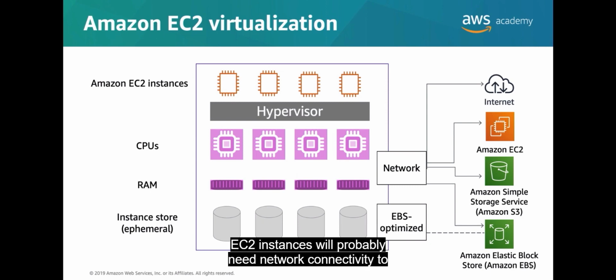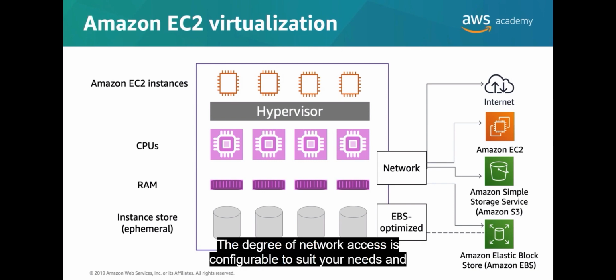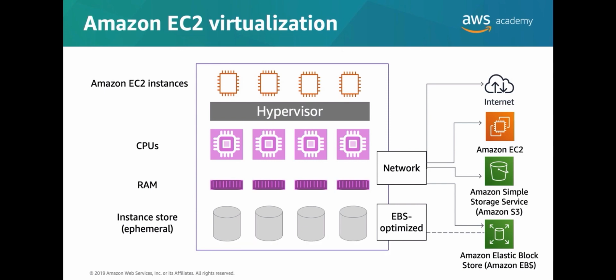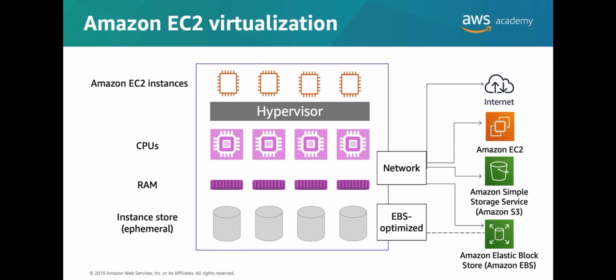EC2 instances will probably need network connectivity to a variety of other resources, such as other EC2 instances, object storage like Amazon S3 or Amazon Simple Storage Service, and the internet itself. The degree of network access is configurable to suit your needs and to balance accessibility with security requirements. Different instance types will give you different levels of network performance.